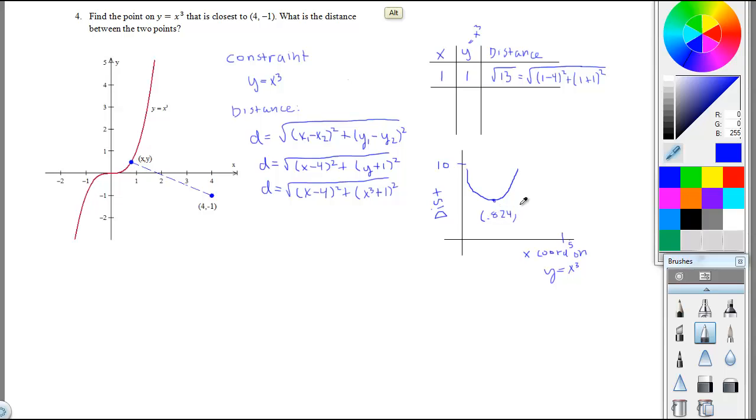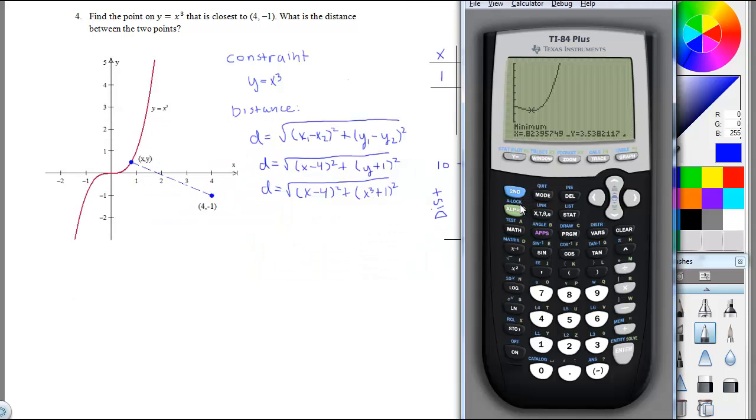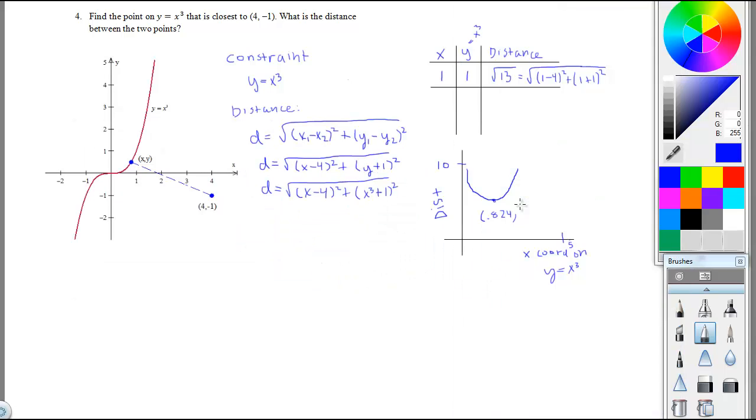That's the x. And the y is 3.538, which is the distance. Remember, points on this graph are the x coordinate on the y equals x cubed graph, comma, the distance from points on this graph to the point (4, -1).